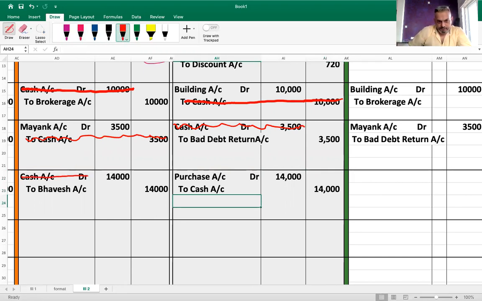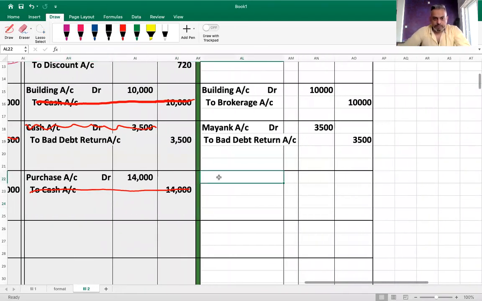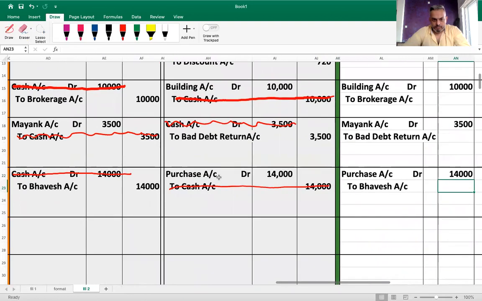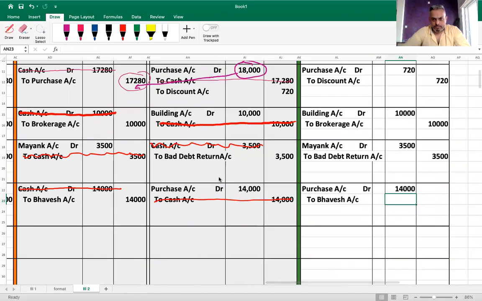Cash account debit 14,000, cash account credit 14,000. So we are left with what? Purchase to Bhavesh. So purchase account debit to Bhavesh account. Purchase to Bhavesh.